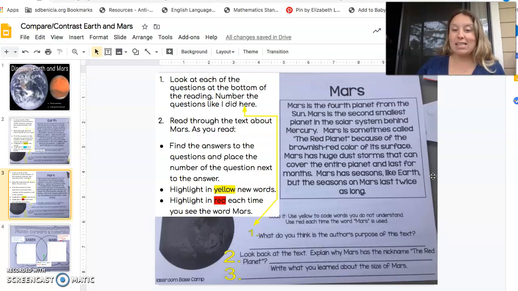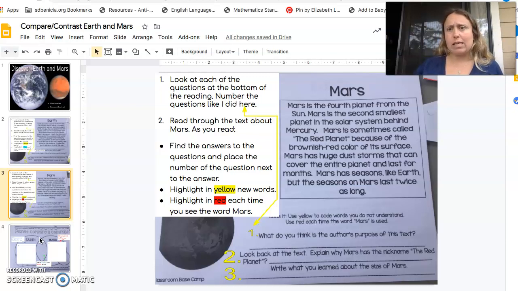Number 2, look back at the text. Explain why Mars has the nickname the red planet. I would circle, maybe underline when I found that answer. And number 3, write about what you learned about the size of Mars. Remember, complete sentences.